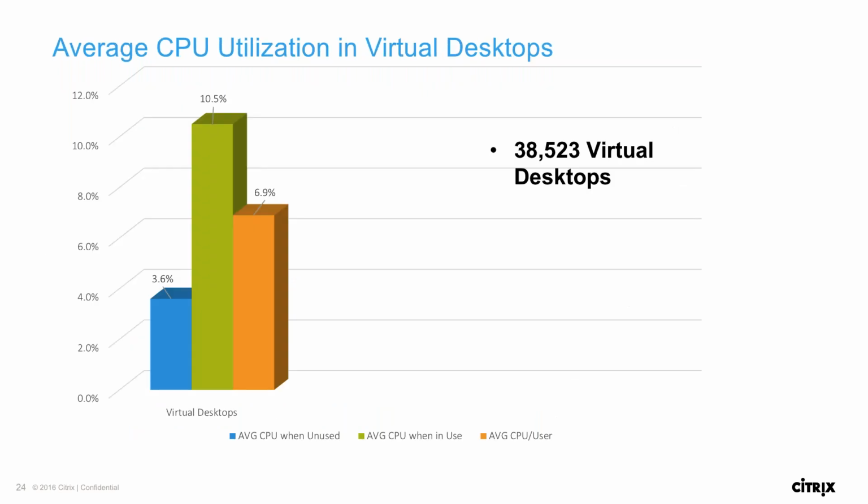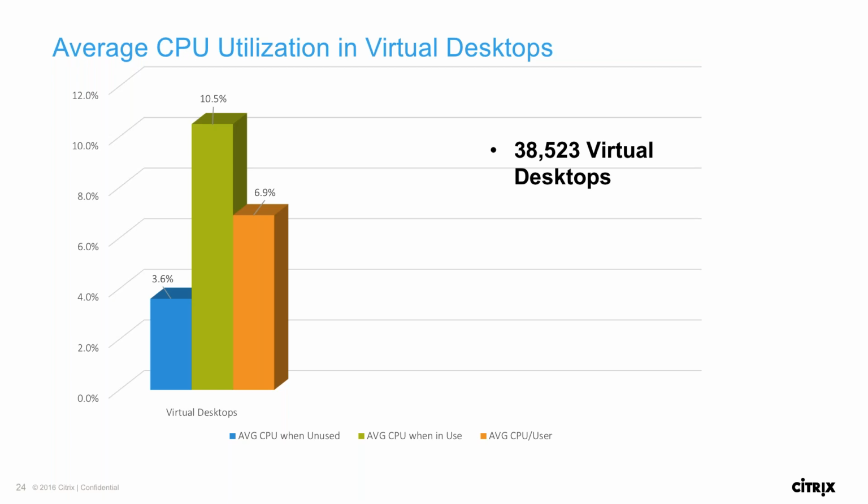So we did look at average CPU utilization in your virtual desktops. This is across 38,523 virtual desktops. The first column you see there at 3.6% is the average CPU when there's no user logged into that virtual desktop. So that's kind of the baseline. Next is average CPU when there is a user logged in and that VM is in use. The average was 10.5%. Obviously there's quite a bit of variability built into a number like that, but it averaged out to 10.5. The final one is our attempt to determine the amount of CPU utilization per user.